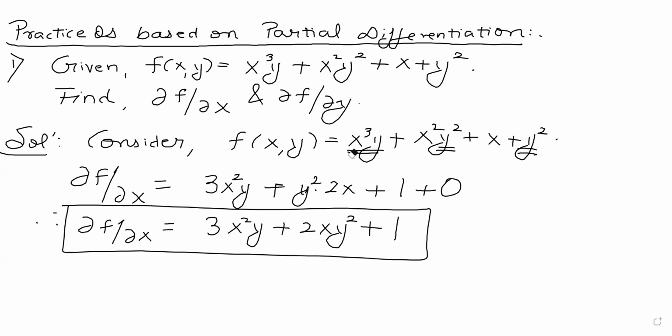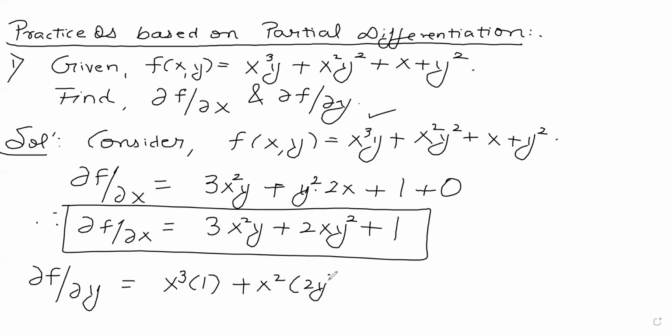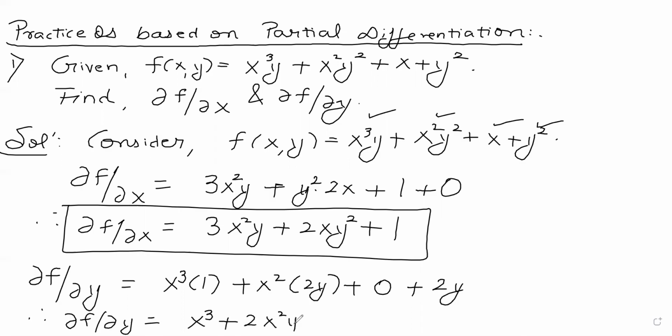Similarly, we can quickly find the partial derivative with respect to y. So del f by del y. Now you will differentiate f with respect to y, assuming that x is a constant. So x cube into y ka derivative 1 plus x square into y square ka derivative is 2y, plus x ka derivative is 0 because x is a constant. Y square ka derivative is 2y. So therefore my del f by del y comes out as x cube plus 2x square y plus 2y.